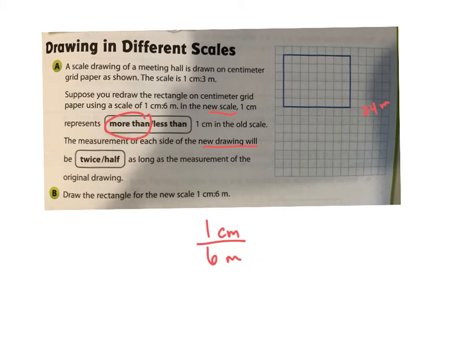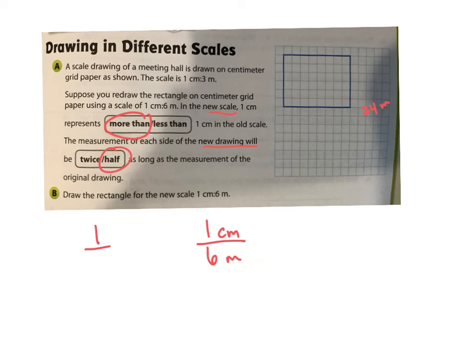So if every 1 centimeter gives me 6 meters, then 1 centimeter gives me 6, 12, 18, 24. So my drawing is going to be twice as much or half as much. Is it going to be bigger, twice as big, or smaller, half as big if it's covering more ground? Right, you're right. It's going to be half as long as the measurement of the original drawing.